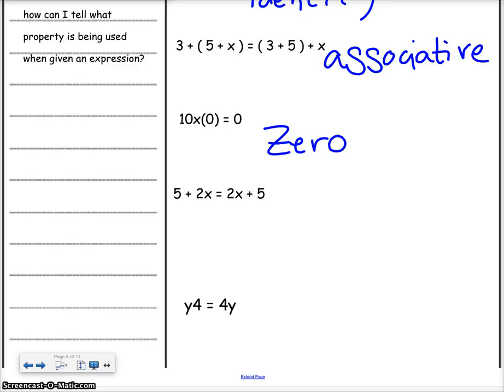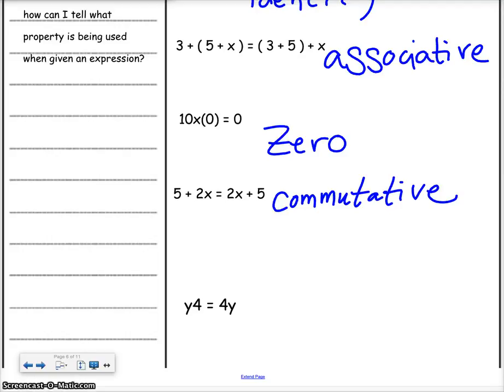2x plus 5 equals 5 plus 2x. What did I do? I flipped. Which one is flipping? Commutative. What you need to get confident with is identifying if it's commutative property of addition or commutative property of multiplication, because they do specify what operation. Obviously, it's addition.